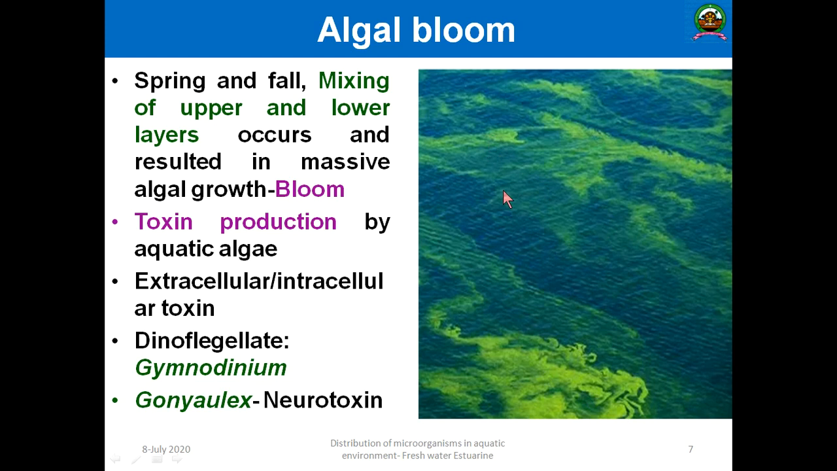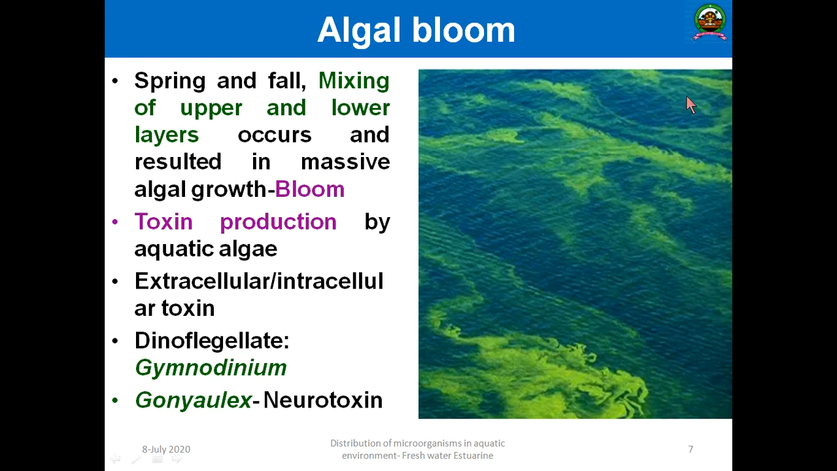Then I told you during winter and summer there will not be any type of mixing, but in the case of spring and fall, what will happen? The mixing of upper and lower layers will happen, and there will be massive growth of algae. The bottom region will be mixed with the top region of the water, and nutrients will flow from the bottom to the top. The nutrients migrate to the top, and that allows the rapid and massive growth of algae, and this is known as the bloom.